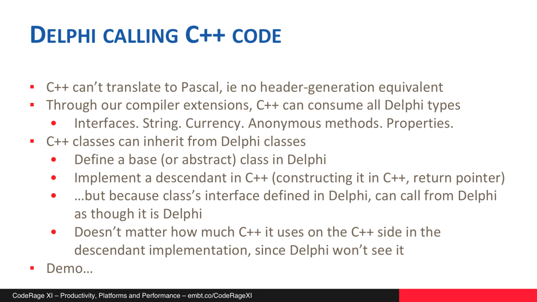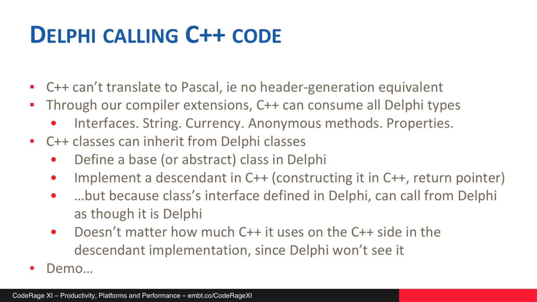Most Delphi constructs can be expressed in terms of something that C++ can understand, and we do a lot of magic there as well. We have various compiler extensions for a lot of the Delphi features, and a lot of magic going on in our toolchain. So C++ can consume all the Delphi types, interfaces and strings and currency and properties and anonymous methods, and all that kind of stuff works. But C++ is a very different language to Delphi, and so you can't translate the other way.